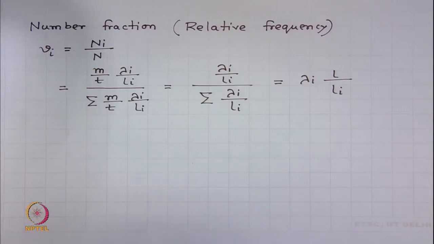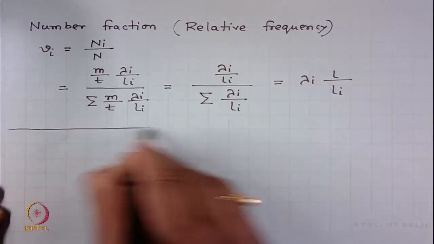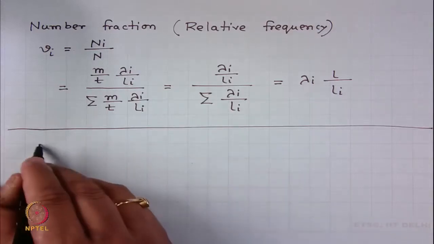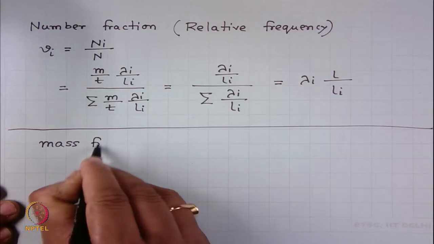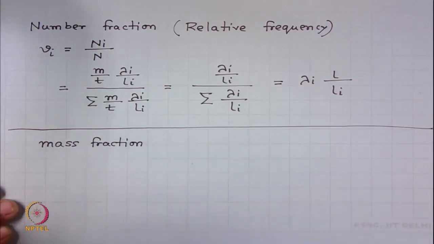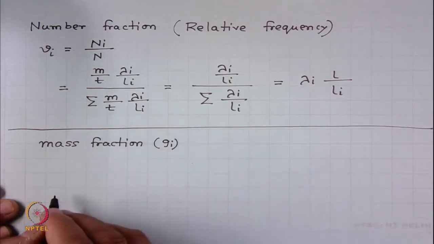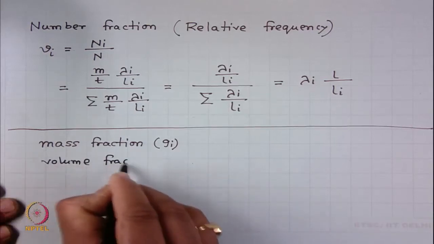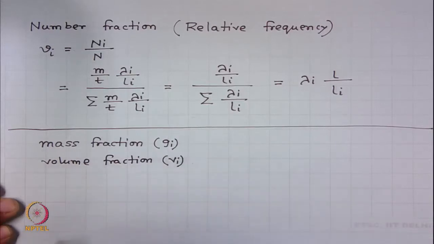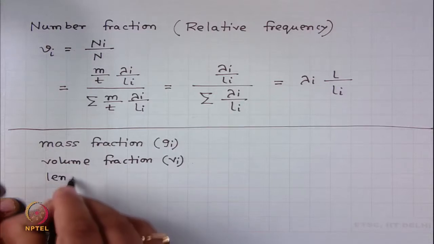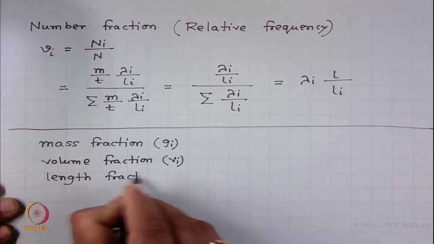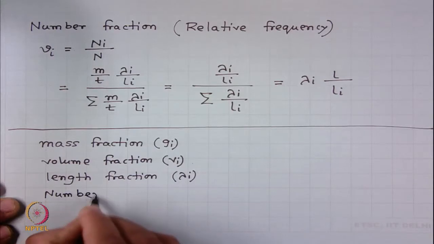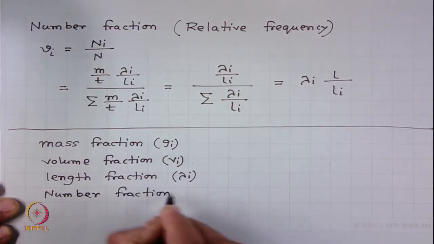So, if we summarize, by now we obtained expressions for four fractions. One is mass fraction g_i, second is volume fraction v_i, third is length fraction, fourth is number fraction, nu_i.